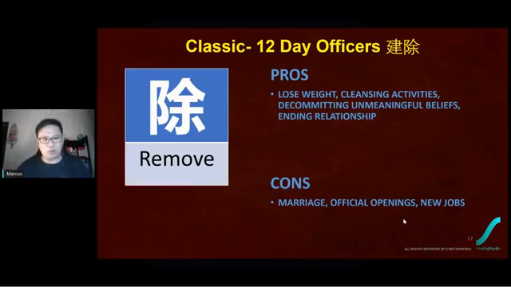Okay. So normally on a remove day, they don't go for marriage, they don't go for official opening, they don't go for a new job. If you go for marriage on a remove day, people believe that you're removing the marriage, it will not last long. Official opening, same thing, it is a taboo to have official openings on a remove day. And a new job basically means you won't last the job for long.